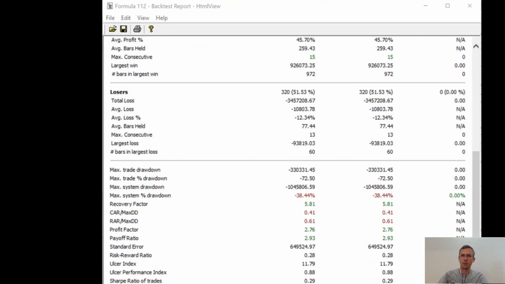And then down the bottom, there's a couple of things I look at which are the most interesting. One is the max system drawdown. The compound annual return divided by the max system drawdown I quite like as a measure. And the reason I like that is if this is your equity curve, the squiggly line in red, let's say you make 20% per year and you suffer a worst case drawdown of 20%.